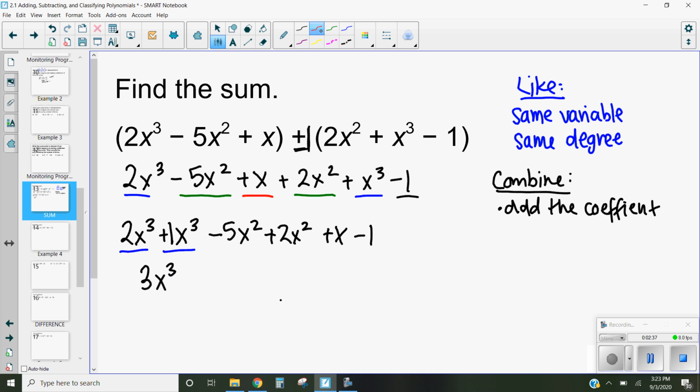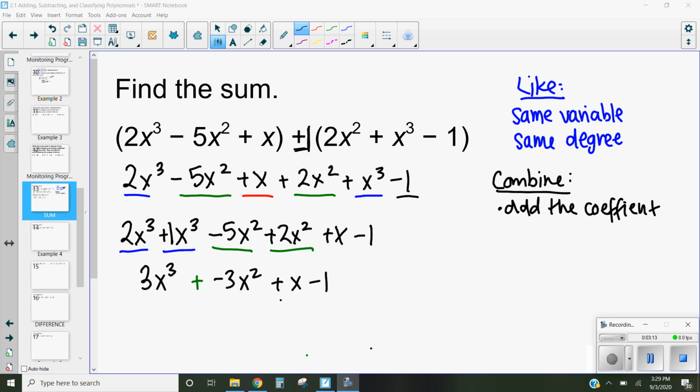The next two terms that are alike here are my negative 5x squared and my 2x squared. So I'm going to add those coefficients. Negative 5 plus 2 equals negative 3. So I have a plus a negative 3x squared. And then these last two don't have anything in common, so we are going to just add them there on the end. Now notice how each term doesn't have a common degree with any of the other terms, as well as we've now written it in decreasing order for those degrees from left to right. So that is how we would add those.